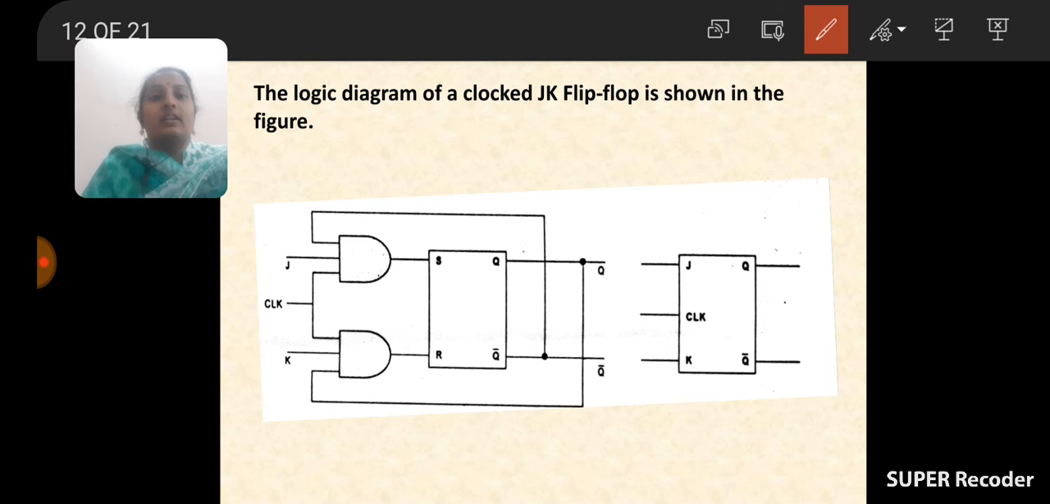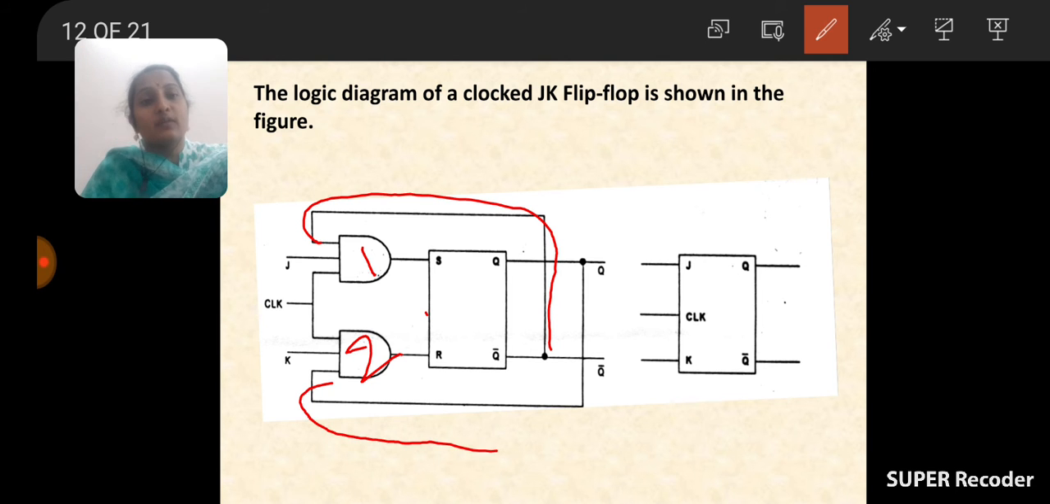For the first AND gate, the J input, a main input, is applied. For gate 1 and gate 2: for gate 1, one input is J, and for gate 2, one input is K. For gate 1, the second input comes from the output of the RS flip-flop, and for the second gate also, the second input comes from the other output of the RS flip-flop. The third input for both AND gates is the clock pulse.